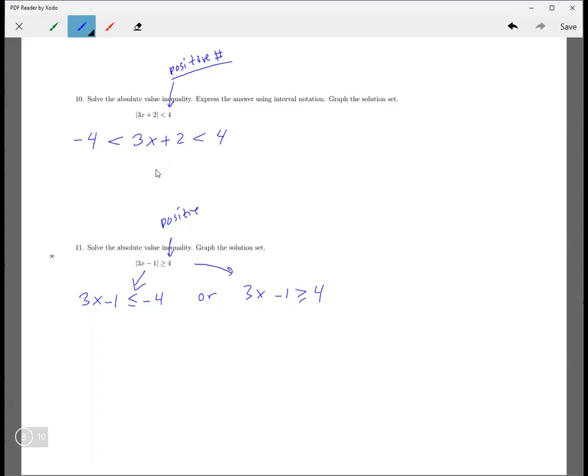So up here, it's a double inequality. Let's subtract 2 from all 3 sides. That gives you -6, and then a 2. And then divide by 3. And so that's going to give you the answer from -2 to 2/3.